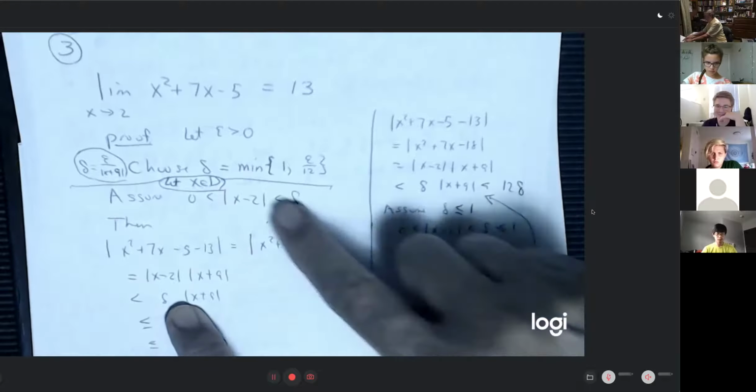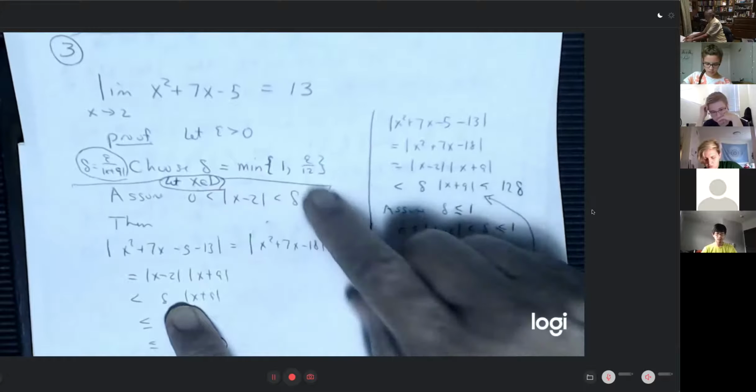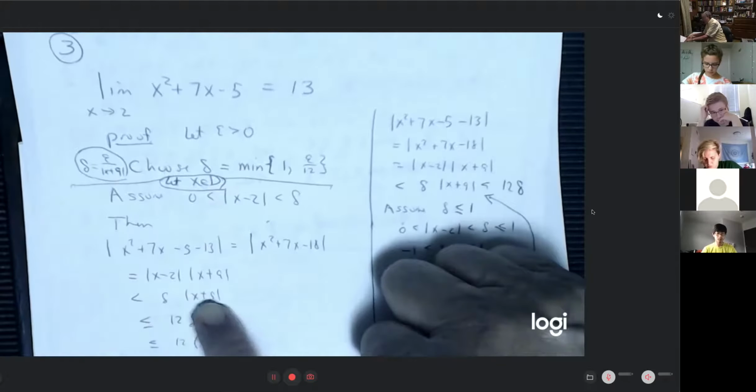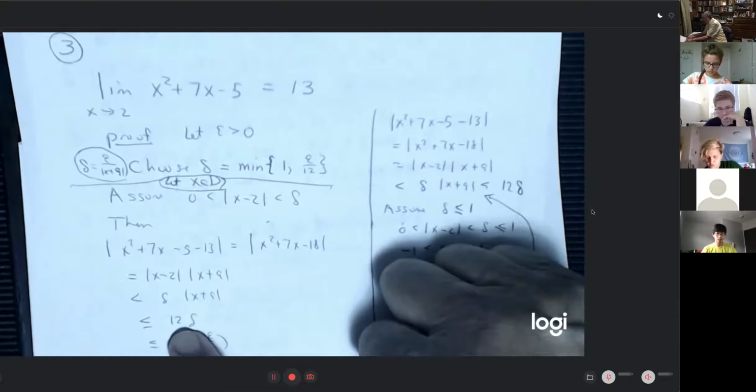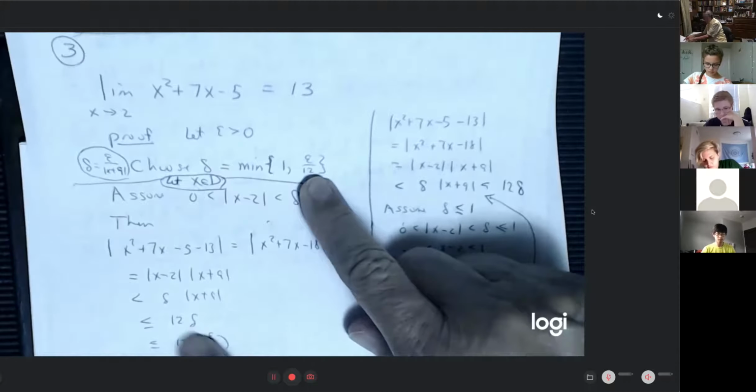Because the delta is less than 1. Now remember, the delta is less than either one of these, so it's less than both. So it's less than 1, which allows me to do this step. And because it's less than 1, I can replace this with 12. And because the delta is also less than epsilon over 12, I have 12 delta. I can replace that with epsilon over 12 and get epsilon.